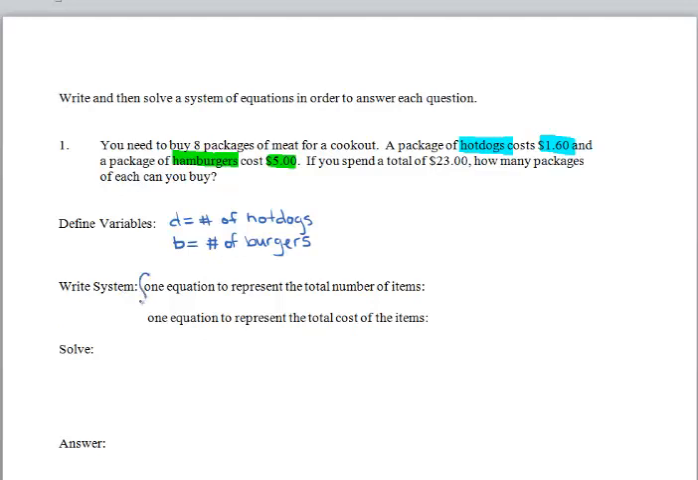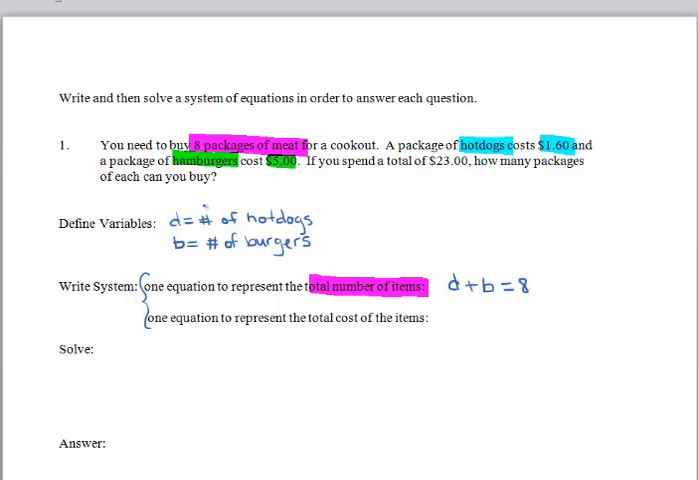Now I want to write a system. My system is comprised of two different equations. One equation is going to represent the total amount of items. Well, I'm going to buy dogs and burgers, so I'm going to have D plus B. And they told me that I bought 8 packages of meat altogether. So this is going to equal a total of 8, the amount of items that I bought.